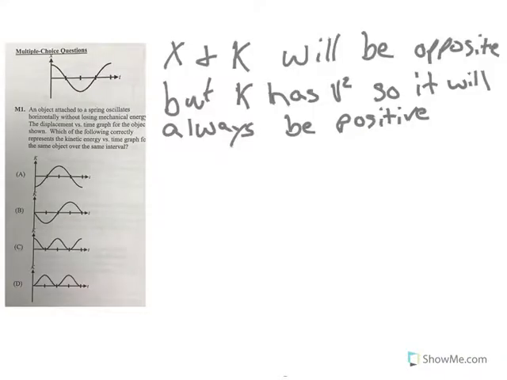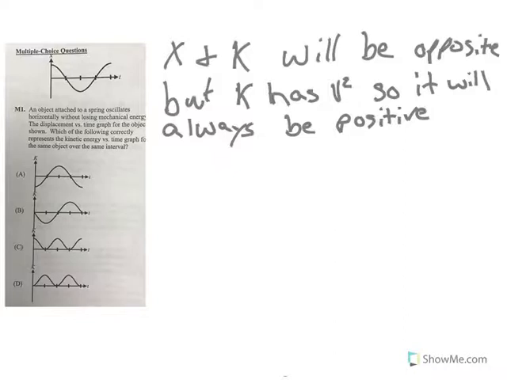Okay, so let's work some problems and see what we can do. So here's M1. This is on the problem set that I gave you today that we just did the warm-up on. This is some multiple choice. This will help you out if you stick with me. So, an object attached to a spring oscillates horizontally without losing mechanical energy.